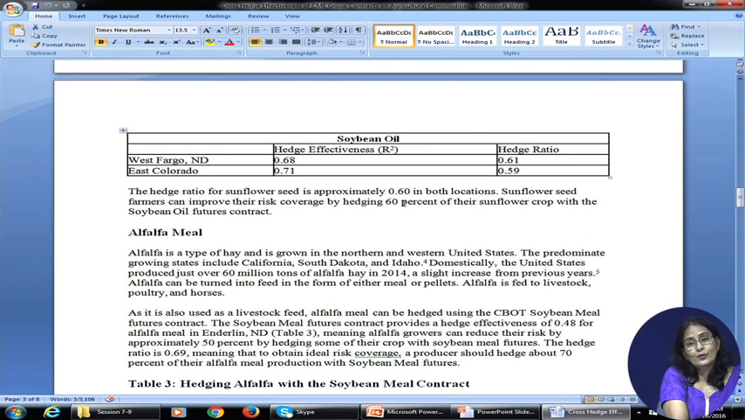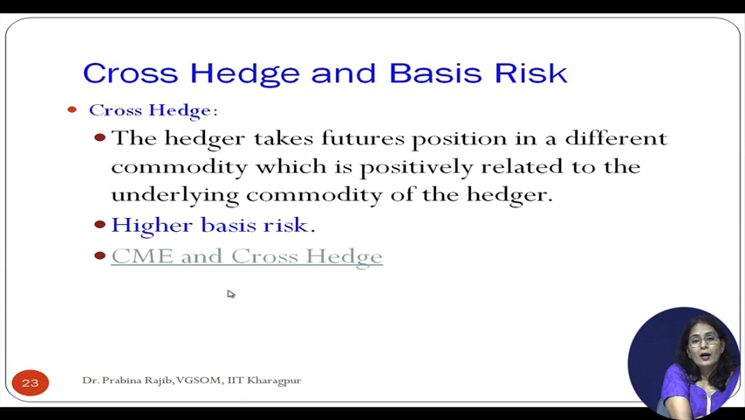If you are interested to learn more about cross hedging and how a producer or consumer will be able to identify which commodities or which set of commodity contracts can be used to mitigate the price risk, this is an interesting article. You can spend some time and read it. Now let's go to our discussion of how this cross hedge has a higher basis risk.